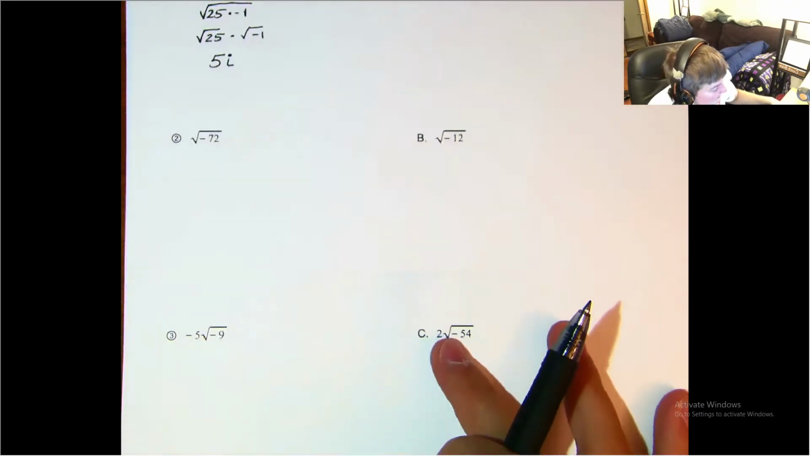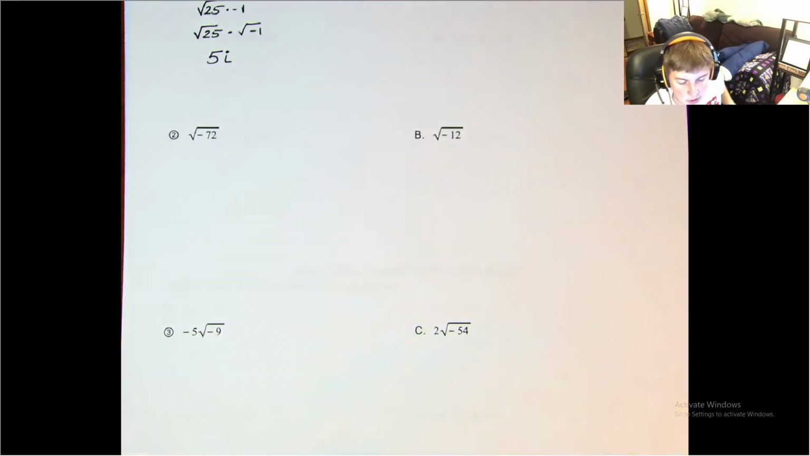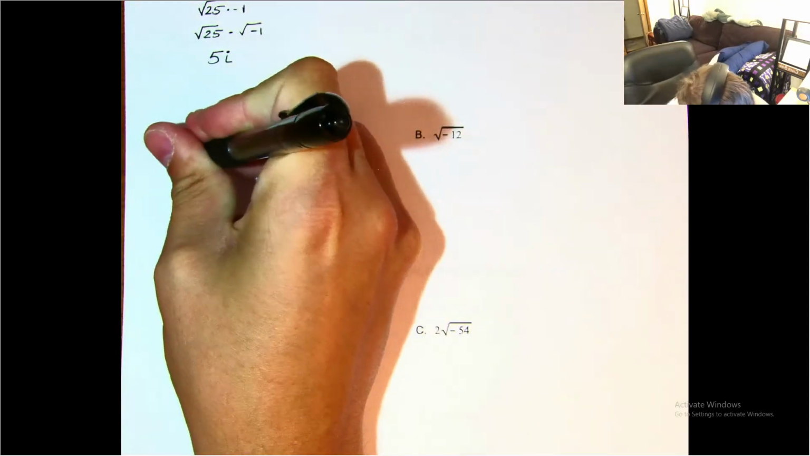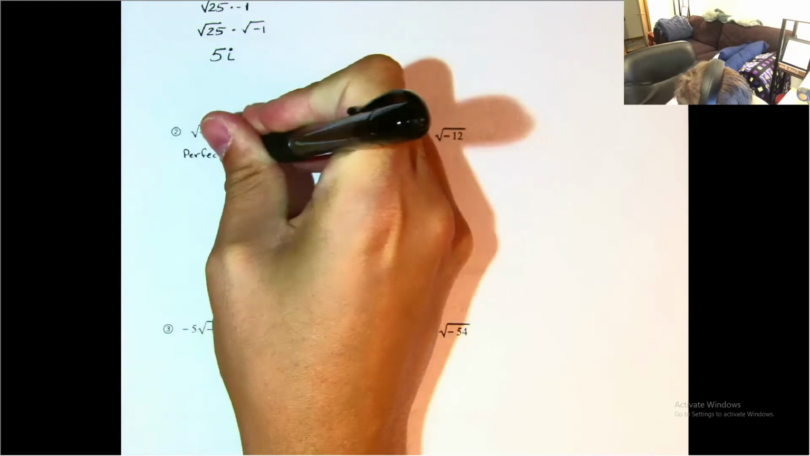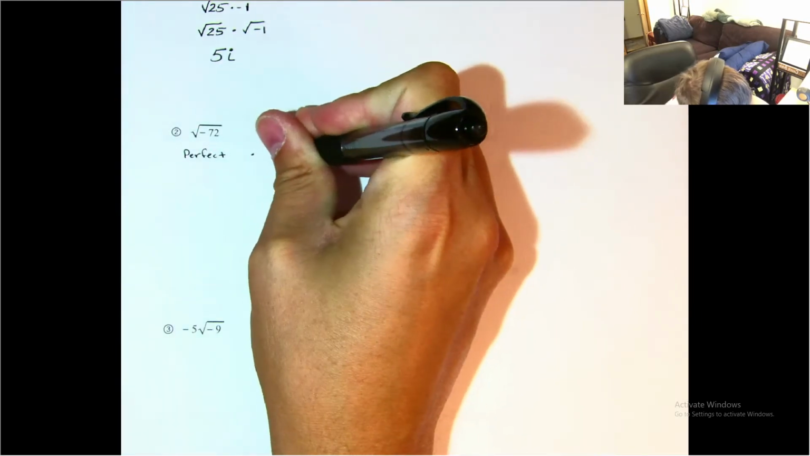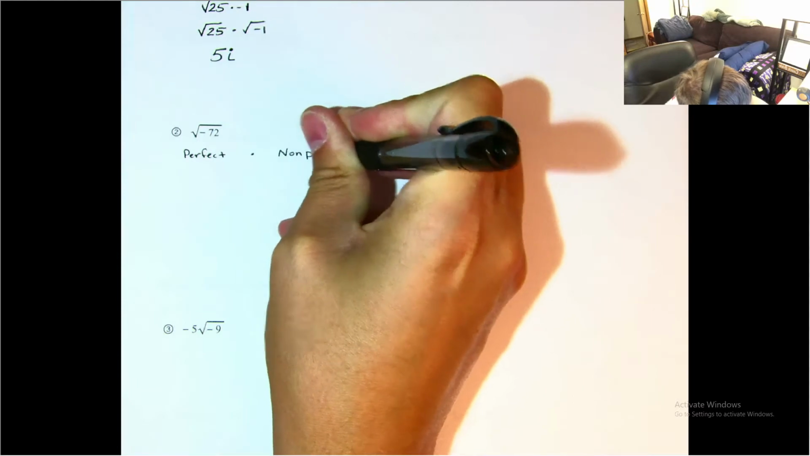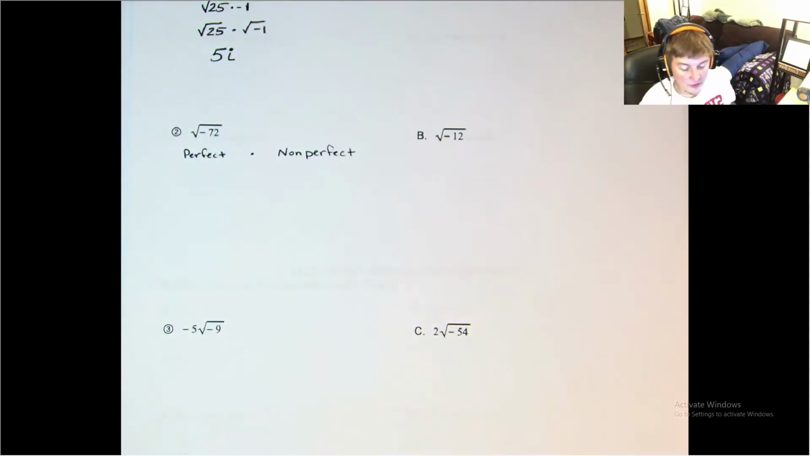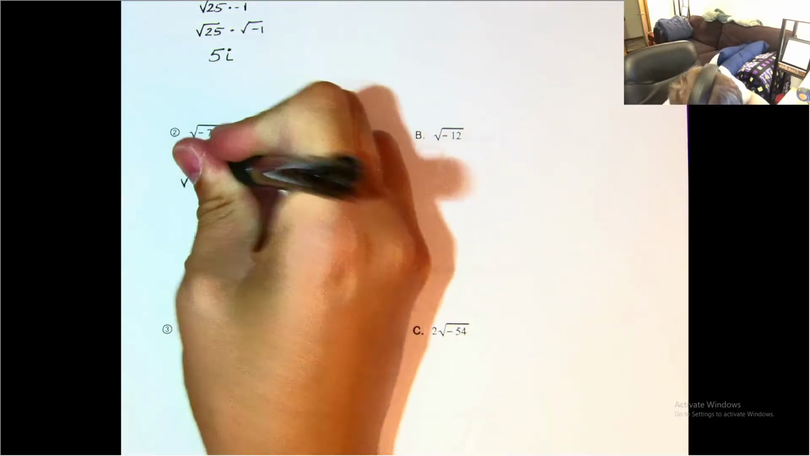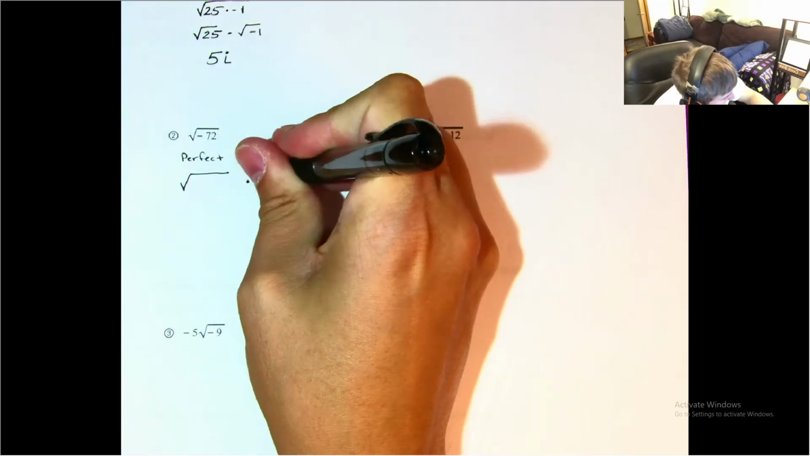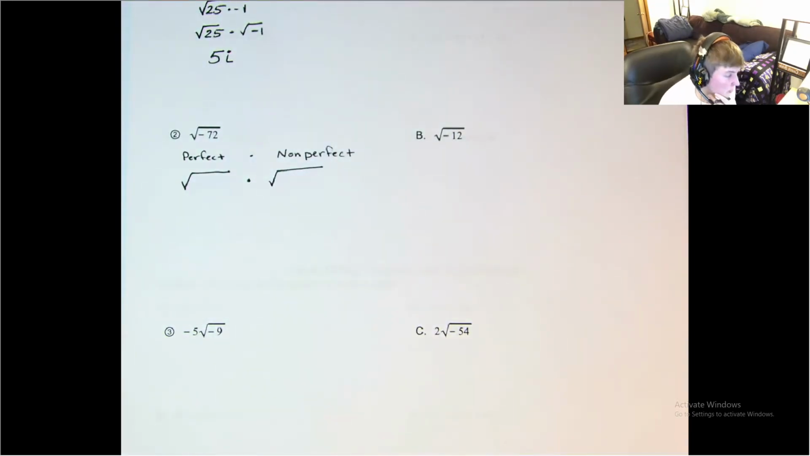Okay, so let's move on to 2. 2 is going to say the square root of negative 72. Now this one here is a little more complicated because 72 is not a perfect square. So what I want to do is find all the perfect squares. I'm going to do my perfects here, and my non-perfects here. I'm going to split 72 up into a perfect square times a non-perfect square. We have to think about what perfect square is going to divide into 72 evenly.